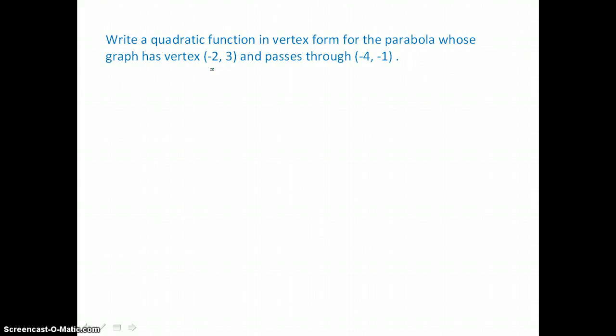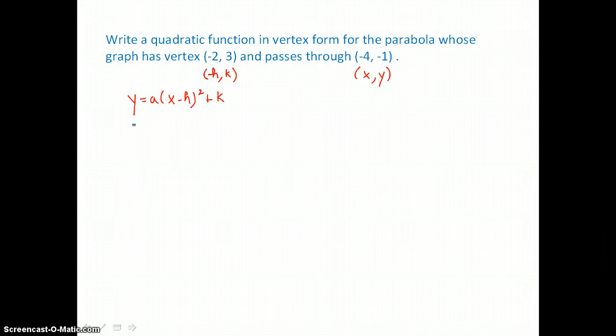In this problem, since they give us the vertex, which is (h, k), and they give us a point, (x, y), we would want to use vertex form in order to write the equation of this quadratic function. And remember, vertex form looks like this: y equals a times the quantity x minus h squared plus k. Now they gave us everything in this equation except a, so that's what we need to find.